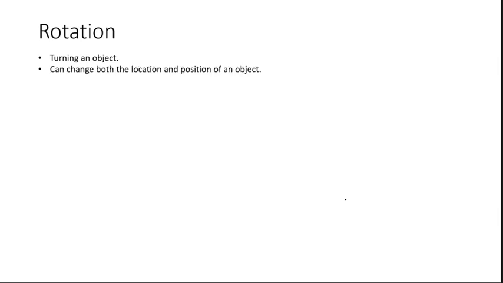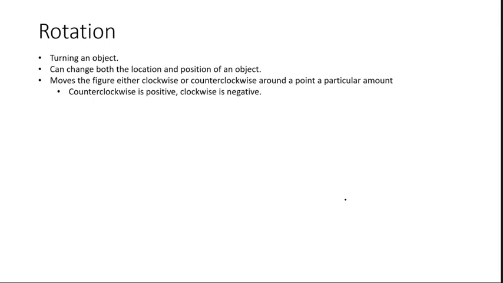And with a rotation, you can change both the location and position of an object. So again, with the wheel, it rotates, but it's also moving. That's maybe a basic idea of rotation. With a rotation, the figure can move either clockwise or counterclockwise around a point a particular amount. Counterclockwise is positive, and clockwise would be negative.